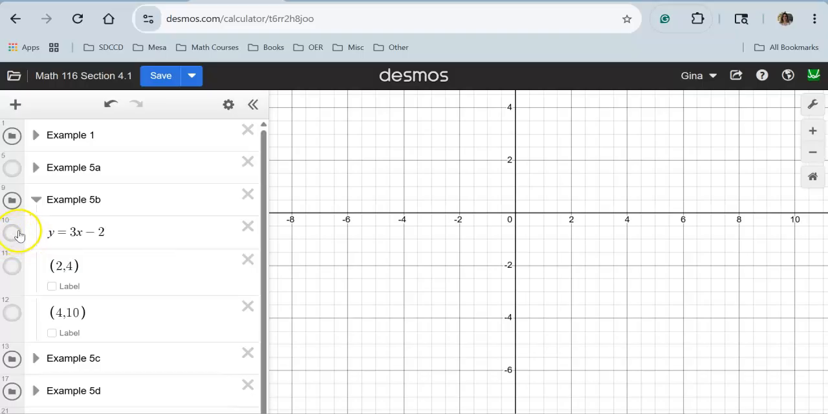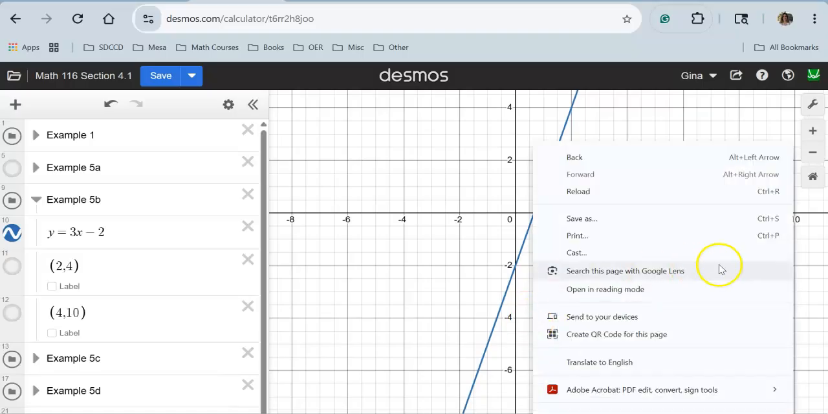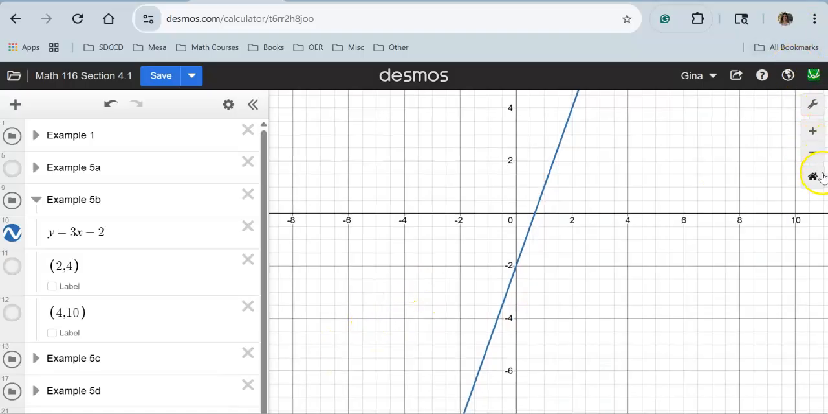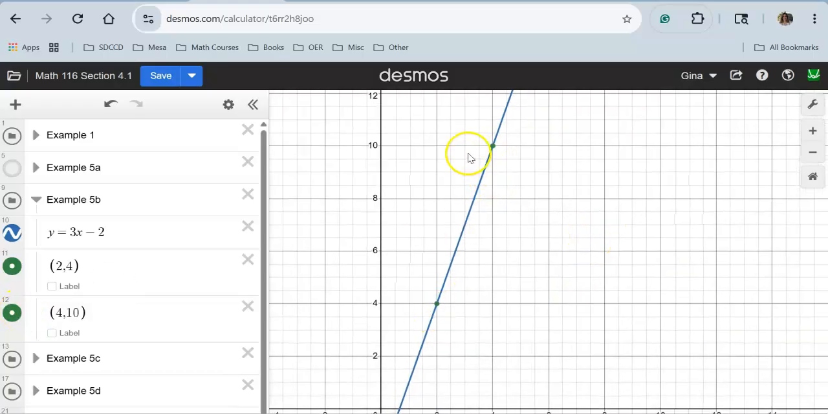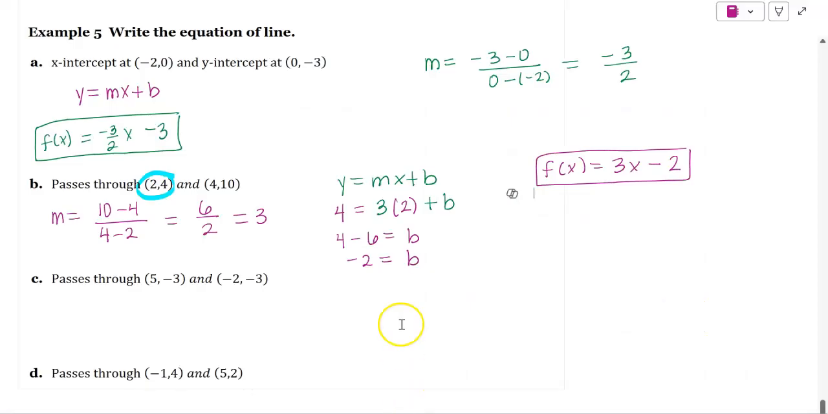So the line that we came up with was y equals 3x minus 2. Here's that line. And then the points that we were given were 2, 4, that's on the line, and the other one was 4, 10. I have to scroll down here. And there's the other point. Both of those points are on the line, so that's how we know we found the correct equation.